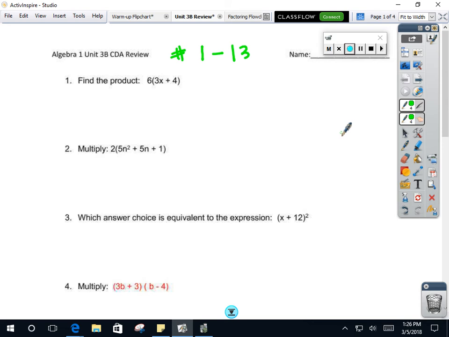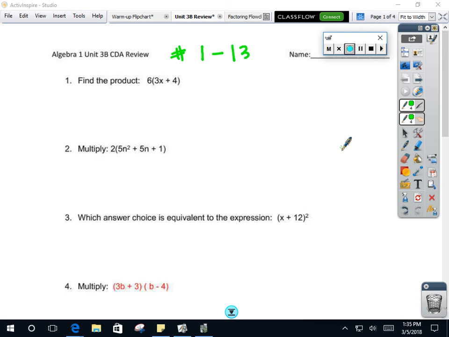This looks very similar to the test questions. So if you know how to do number 1 on the review sheet, then that means you'll know how to do number 1 on the test, and so on. So go get busy with these right now, and in 10 minutes I'll start going over them.